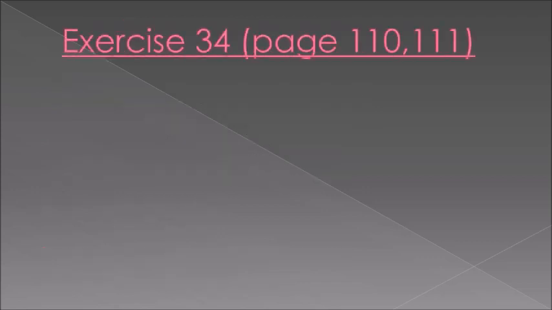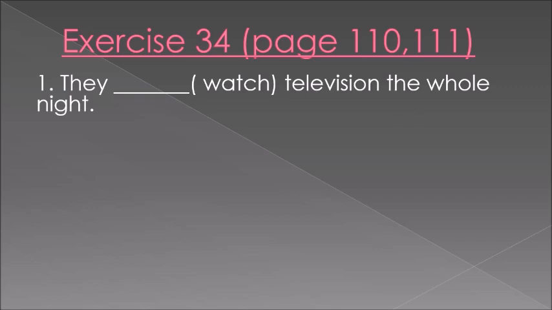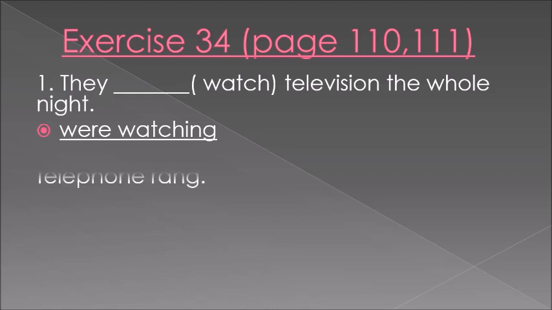Now let's see the exercise number 34 that is related to past continuous tense. It is on page number 110 and 111 of your grammar and usage books. So open the page and give date and day. Now sentence number 1 is they dash watch television the whole night. They is plural, so you are going to use were. They were watching. Ing will come with the first form of verb. Watch, watching. They were watching television the whole night.